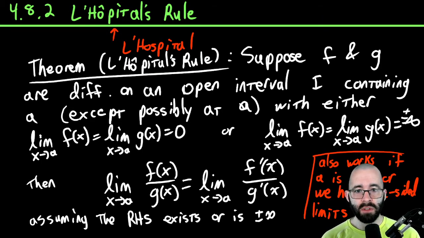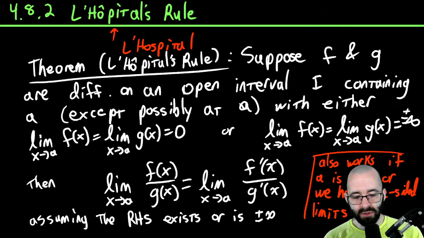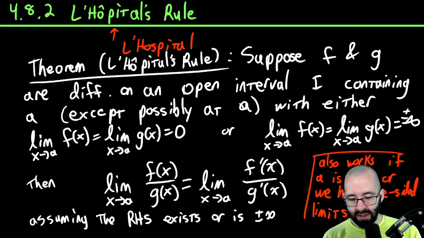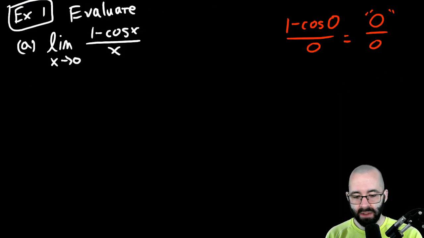Can we use L'Hopital's rule? Suppose the top and the bottom are differentiable on some small interval. Well, the top and the bottom are differentiable everywhere. 1 minus cosine of x, differentiable everywhere. x, differentiable everywhere, so we've got that. Are the limits both 0 or the limits both positive or negative infinity? Yep. The limit of the top is 0, the limit of the bottom is 0. Great. Then we can use L'Hopital's rule, assuming the right-hand side exists.